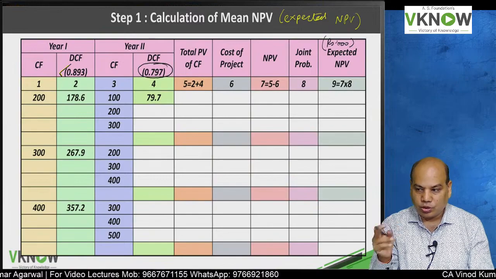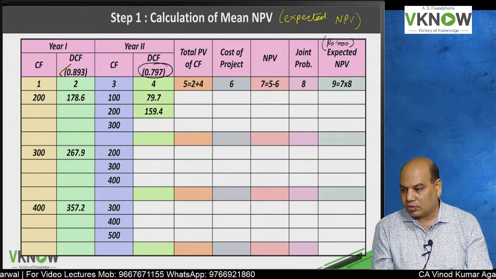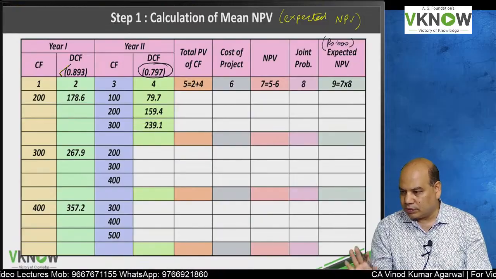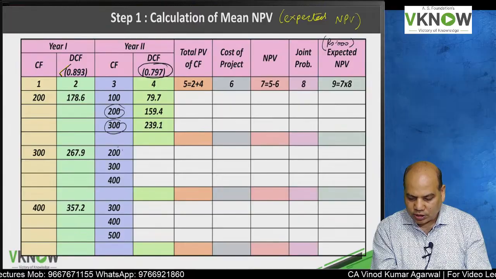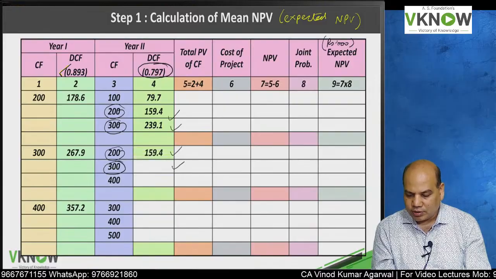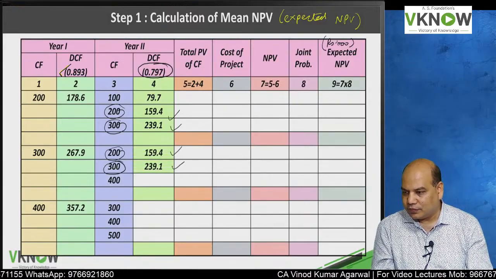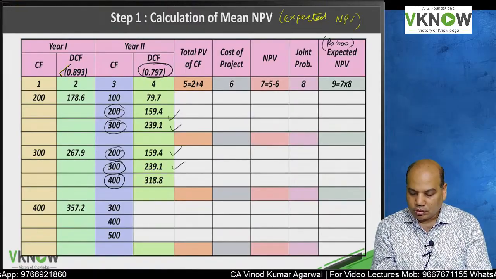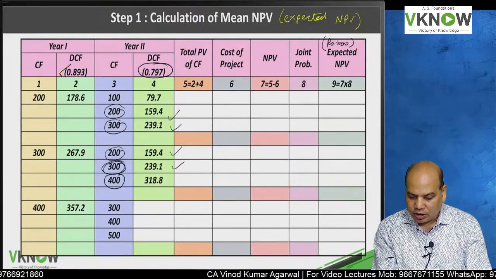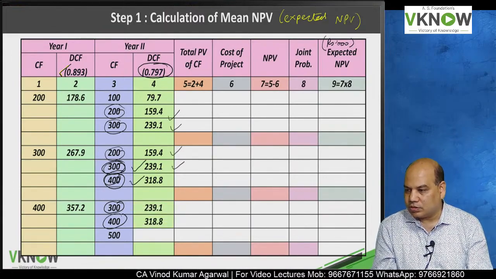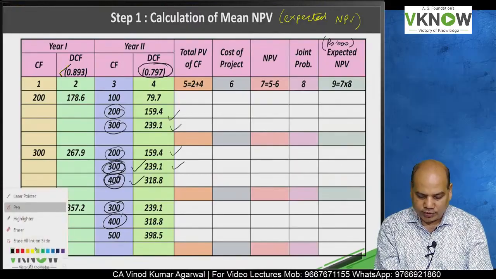79.7. Press 200, press equal to 159.4. Press 300, press equal to 239.1. Wait. These two numbers are getting repeated here. So why don't you just copy it again without wasting time? 159.4 and 239.1. 400 press equal to 318.8. Wait. 300 and 400 are repeating here also. Copy these two numbers. Save time. 500 press equal to 398.5.